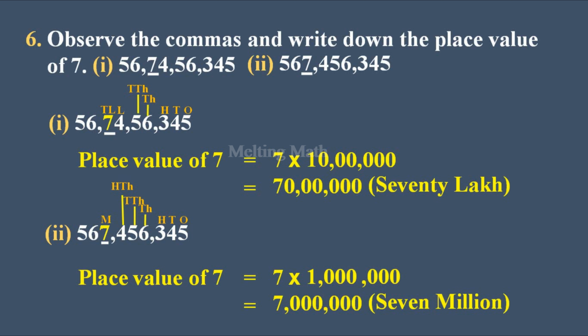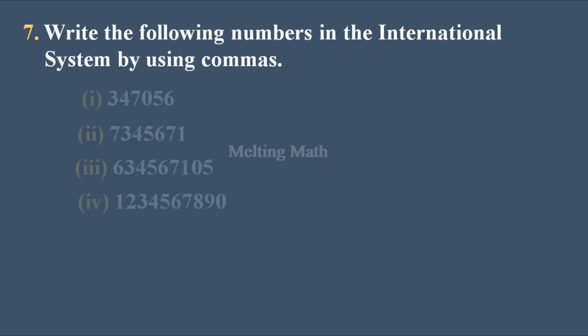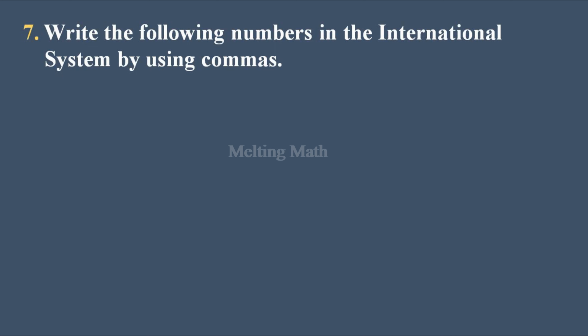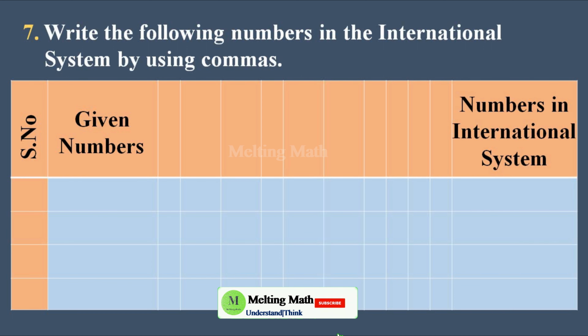Okay, that's it. Next, write the following numbers in the international system by using commas. Okay, these are the given numbers. We have to put commas based on the international system to all these numbers. So let's see this answer. First make one tabular column. First write the given numbers in the first column, that is the question. Last write the number in the international system, that is the answer.